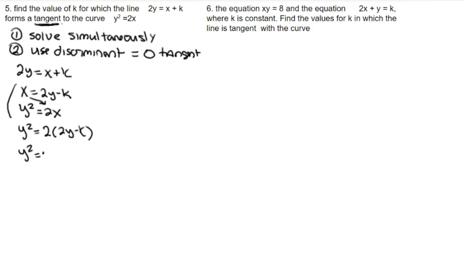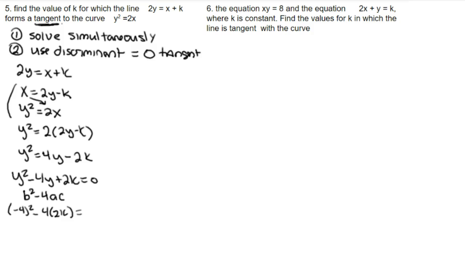And then all I've got to do is simplify by doing distribution and then get everything on one side, make it equal to 0. So now you notice I couldn't solve it because I've got two variables, but I can use the discriminant b squared minus 4ac. So I go ahead and plug that in, and then I'm going to make it equal to 0. Now, not because it was equal to 0 before, but because the discriminant is equal to 0 when it's tangent. And then when I get k by itself, I find out that it equals 2.